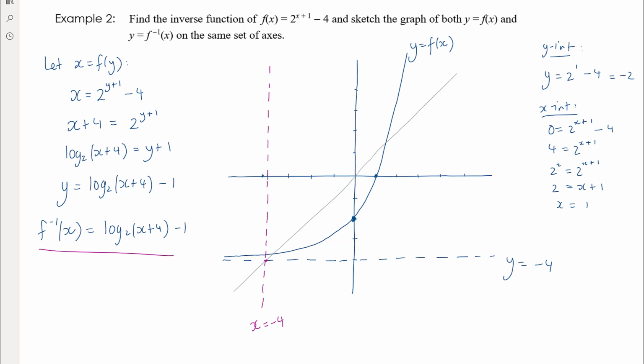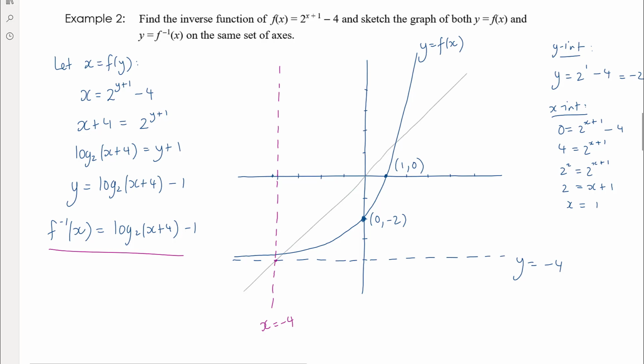Now, they should intersect on that line y equals x because that's the point negative 4, negative 4. Okay. Now, my original graph, sorry, I didn't label my intercepts here, so this was 0, negative 2, this is 1, 0. So my inverse function goes through negative 2, 0 there. And my inverse function goes through 0, 1, which is there.